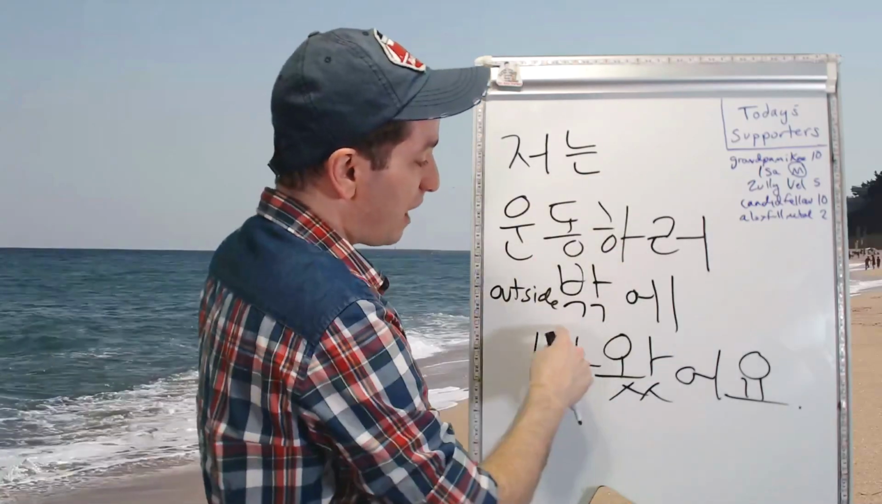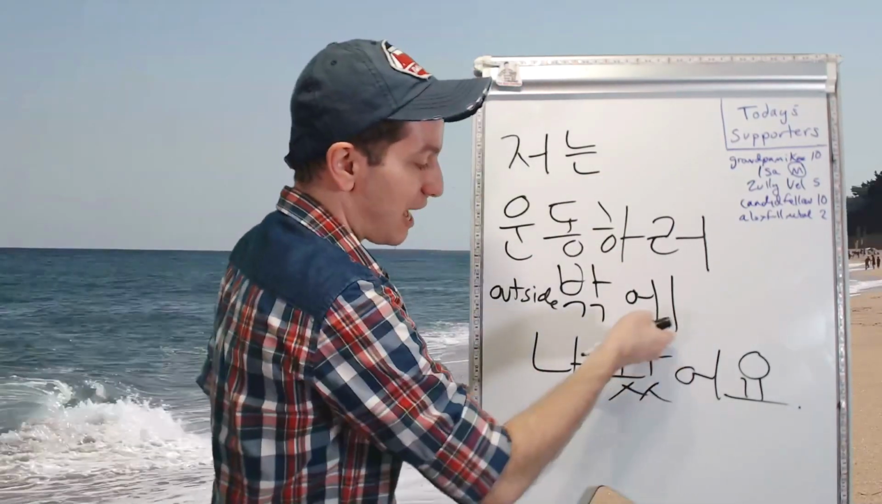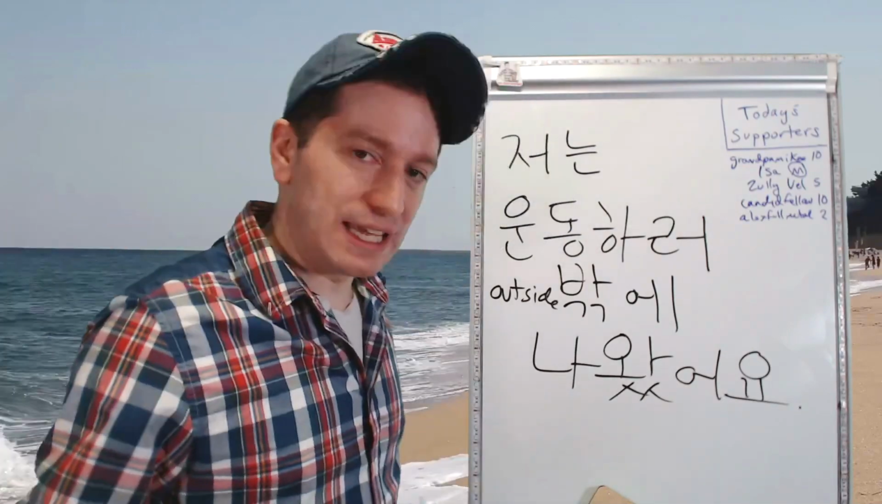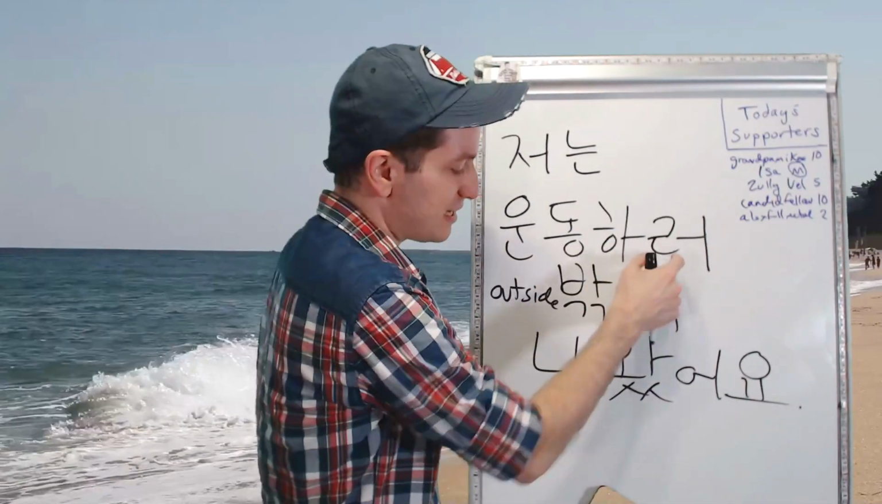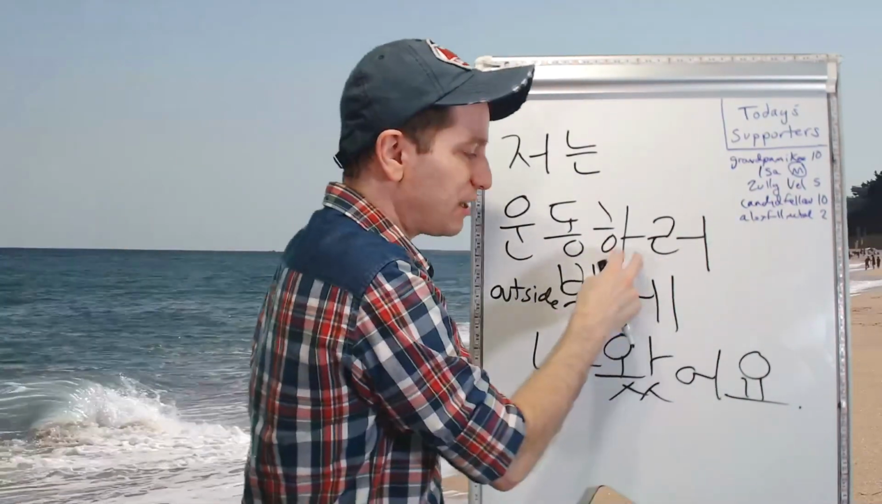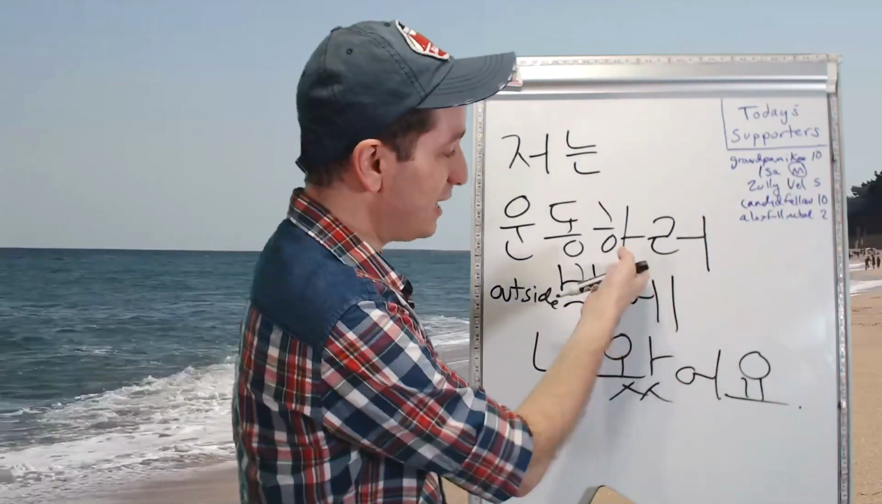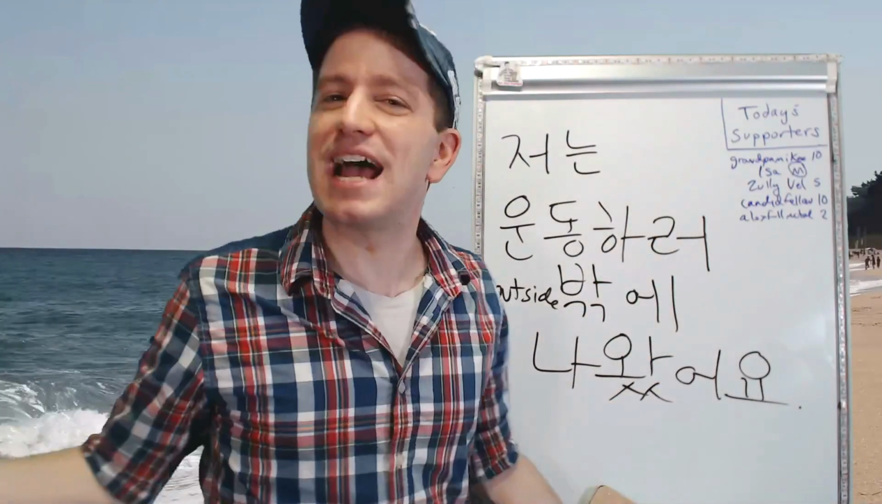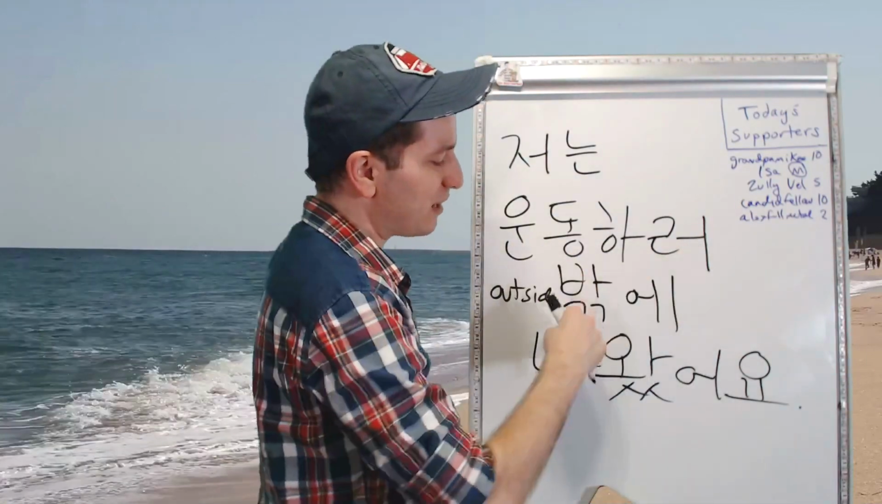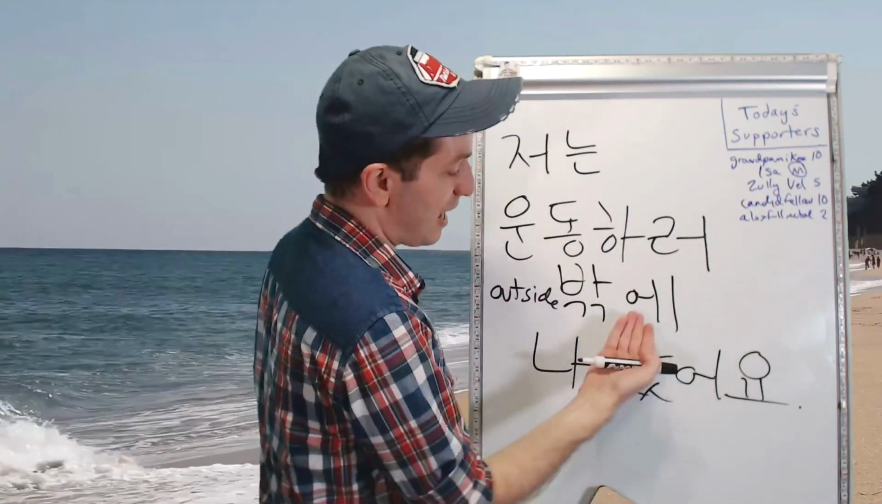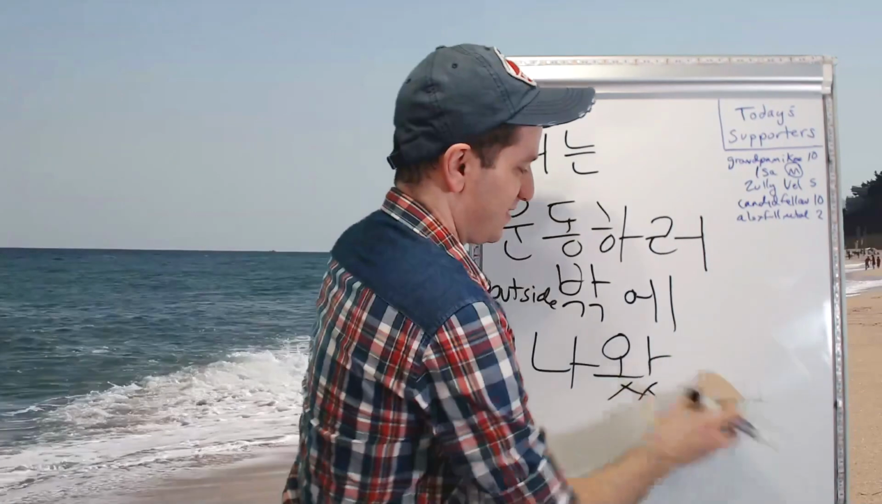저는 운동하러 밖에 나왔어요. I came outside to exercise. Literally, for the purpose of exercising is why I came out here. I came out here outside, 밖에, in order to exercise. Yeah, I came outside to exercise. 저는 운동하러 밖에 나왔어요. So I came outside to exercise.